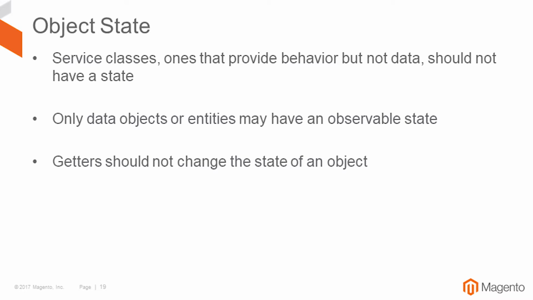So currently we suggest implementing classes which have any kind of behavior so that they do not have state. This would be much easier to maintain. Currently, only data objects can have observable state. And the last point, I think it's quite obvious, but still, if you get something, you shouldn't change anything, but that happens.